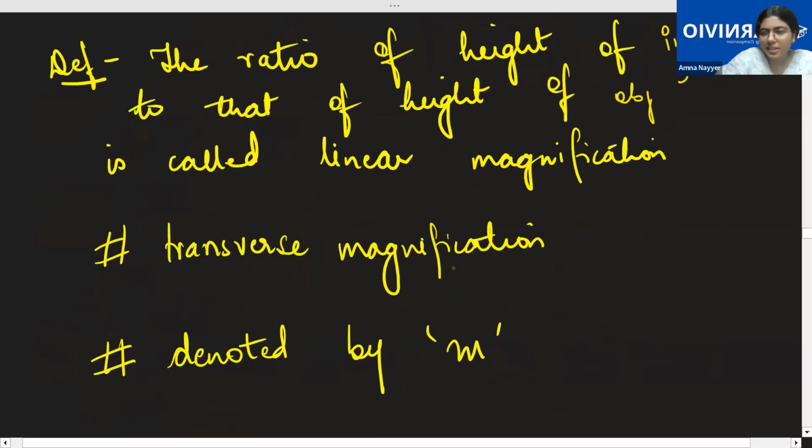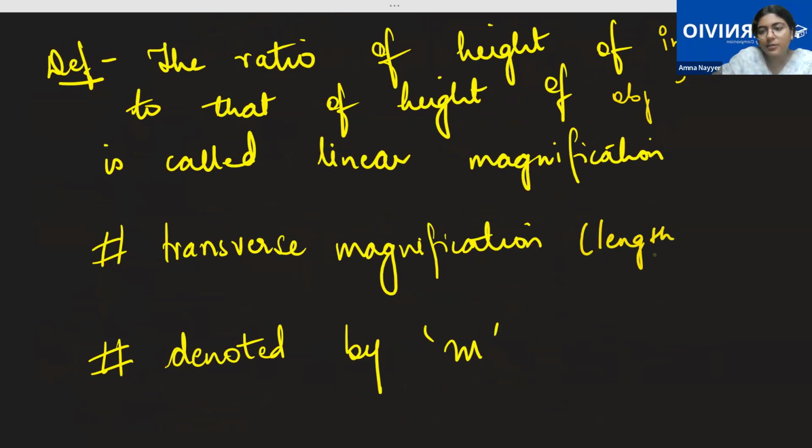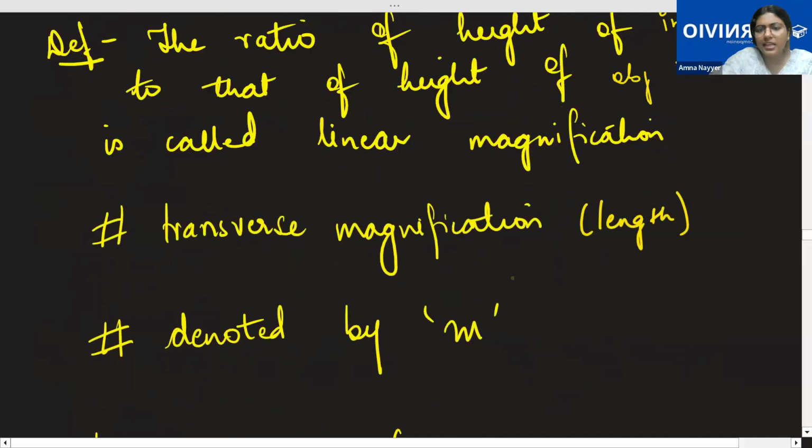You have transverse magnification also, where you calculate the length of the image. Rather than the height, you take the length of the image by length of object. Here, length is considered, okay? And this is denoted by the symbol M. Two more things are here that I'll tell you, what we do using the magnification, later.